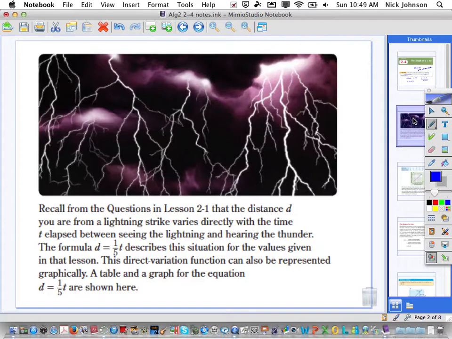It says recall from questions in lesson 2-1 that the distance d you are from a lightning strike varies directly with time t, elapsed between seeing the lightning and hearing the thunder. The formula d equals 1/5 t describes this situation for the values given in that lesson. This direct variation function can also be represented graphically. A table and a graph for the equation d equals 1/5 times t are shown here. Now, this is what I want you to think about, and we're going to go look at that graph. But what you should automatically know, the slope is 1/5.